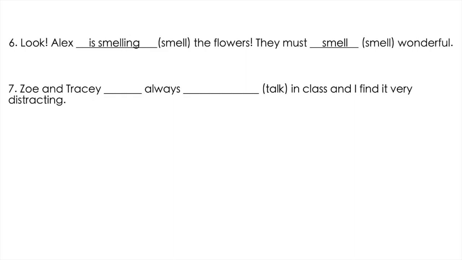This one gave it away because there are two blanks. Zoe and Tracy are always talking in class, and I find it very distracting. In this sentence, always is being used to refer to a habit, and you may think, why aren't we using present simple? That is because if you remember, we use the present continuous with words like always, constantly, and forever when we're talking about a habit that is annoying. Let's look at the next one.